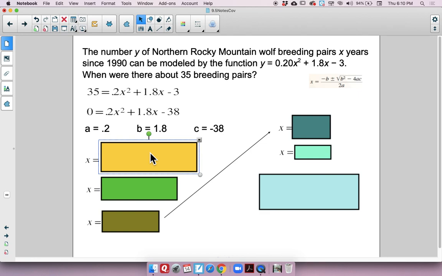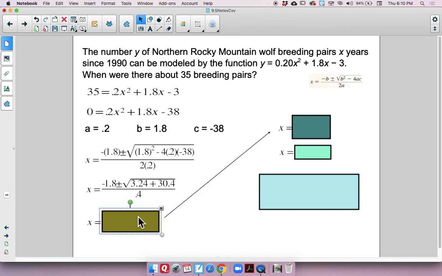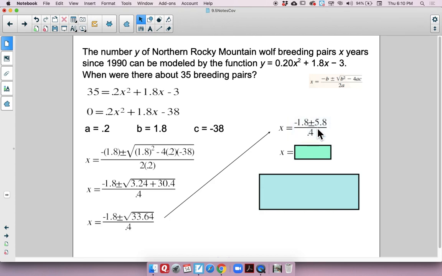Quadratic formula. Probably using a calculator for this. The quadratic formula is negative b plus or minus the square root of b squared minus 4ac, all over 2a. All right, and hopefully you got answers of negative 19 and 10.